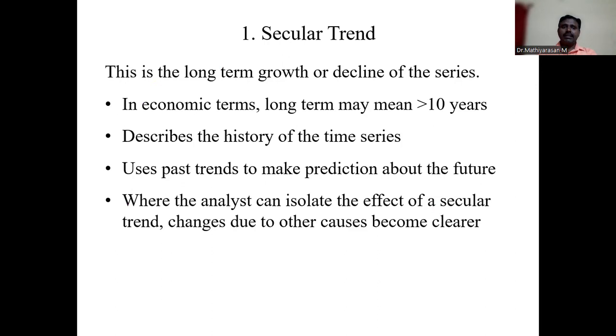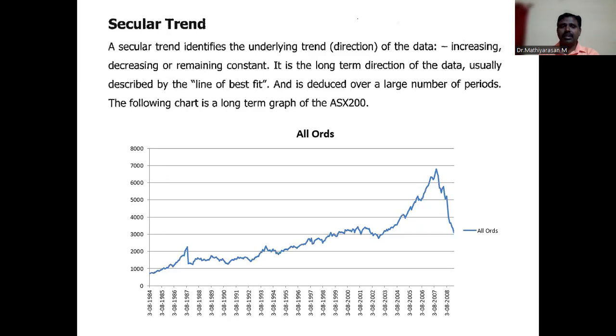The first one, secular trend. This is the long-term growth or decline of the series. In economic terms, long-term may mean greater than 10 years, and it describes the history of the time series. It uses past trends to make predictions about the future. Where the analyst can isolate the effect of a secular trend, changes due to other causes become clearer.